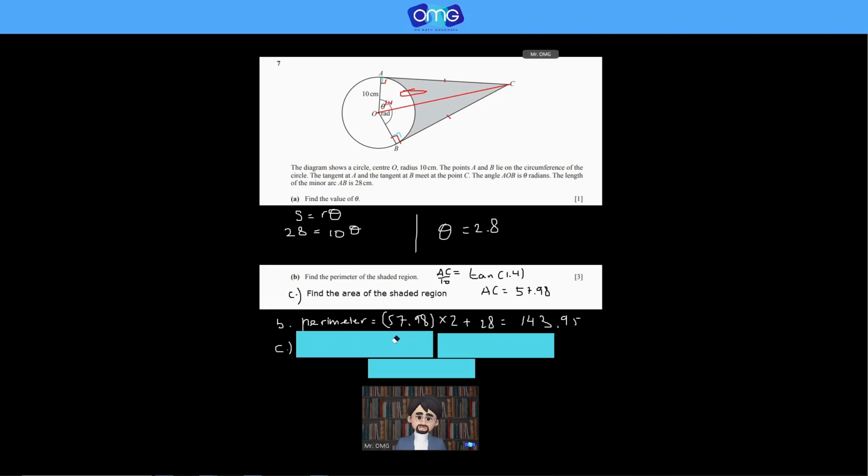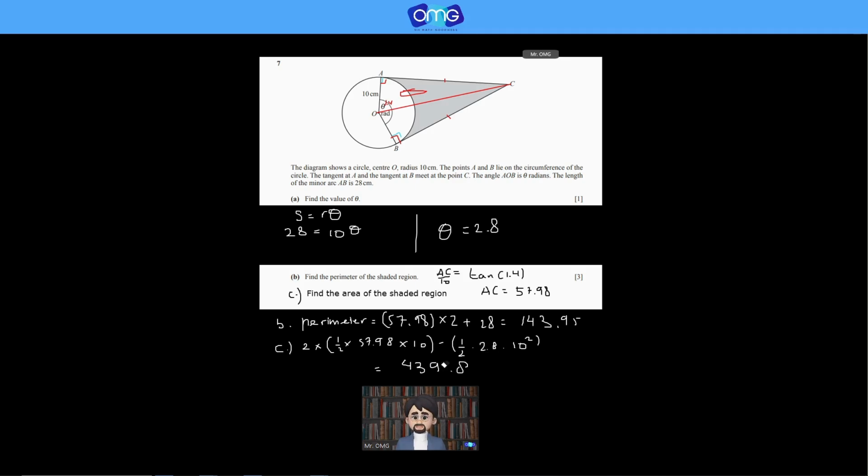The area of the shaded region is simply 2 times the triangle, which is 2 times half base times height. Base is AC times the height 10, and minus the sector, which is half r squared times theta. And that will make 439.8, and that's the answer.